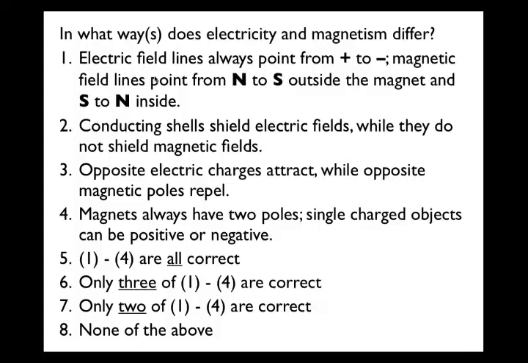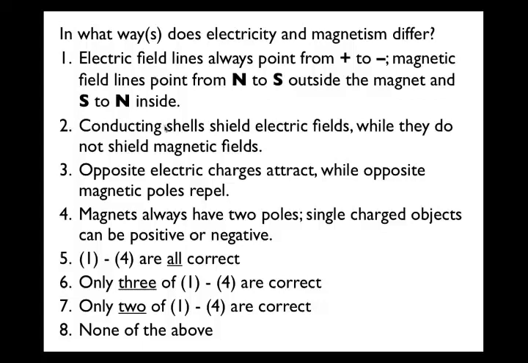Conducting shells shield electric fields. We saw that a little bit in our electrostatics work, and again, a conducting shell has the same value of electric potential everywhere, so without a changing electric potential there is no electric field. But they don't shield magnetic fields, and if you put a paper clip inside the cup like we did in tutorial that contains aluminum foil around the paper clip, you will still get a magnetic interaction where the paper clip will be attracted to the magnet.